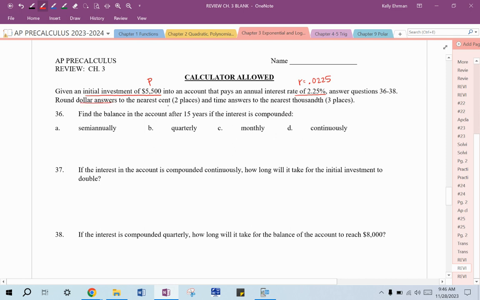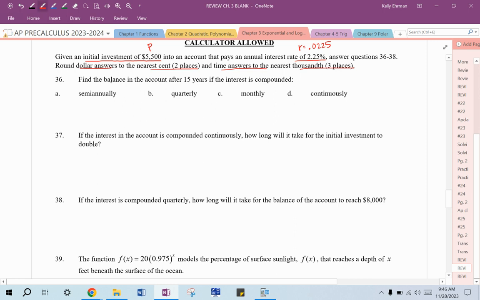Round dollar answers to the nearest cent, which is 2 places. Round time answers to the nearest thousandth, which is 3 places. You'll be prompted to do the same on the test. Find the balance in the account after 15 years.